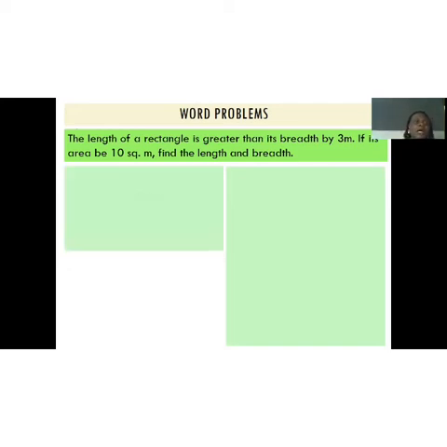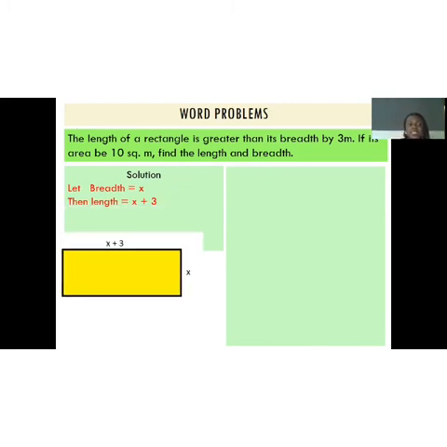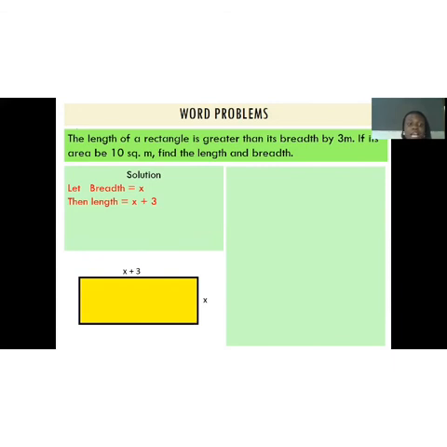Okay, so we have the breadth. Let's call our breadth x. Now, the length is greater by 3 meters, so the length will be x plus 3. This is our rectangle now. We can see our breadth is x, our length is x plus 3. So we have to find the area of this rectangle. Always try to draw, if it involves shapes, try to draw the shape to give you a bigger picture of what you're supposed to do.